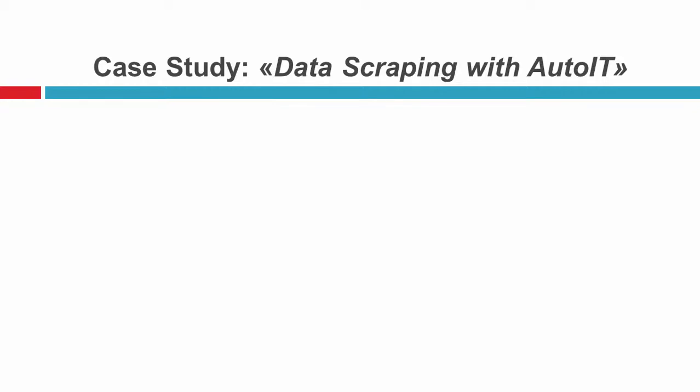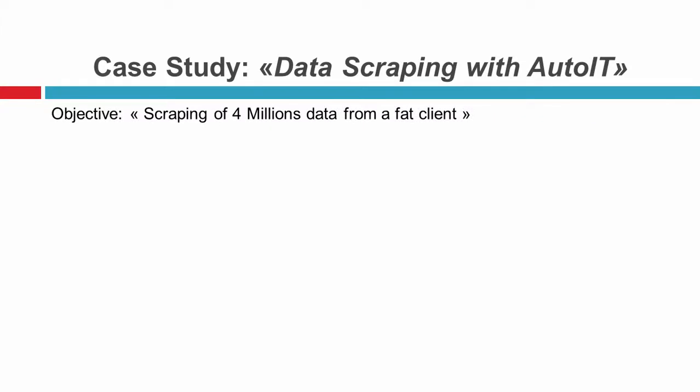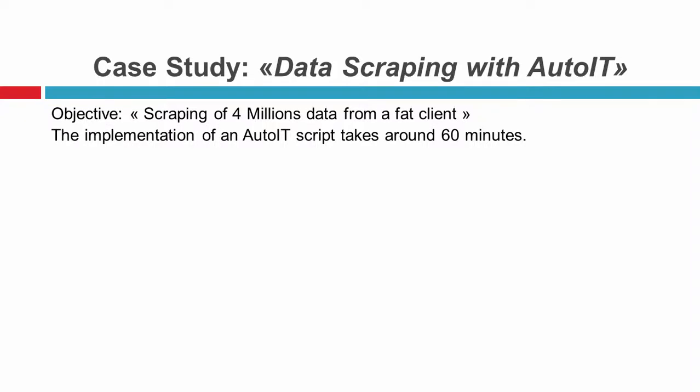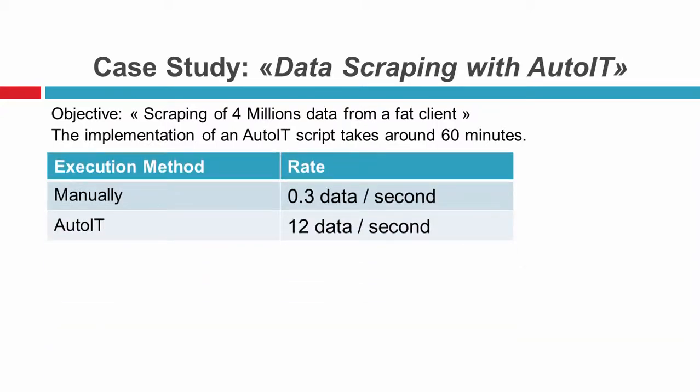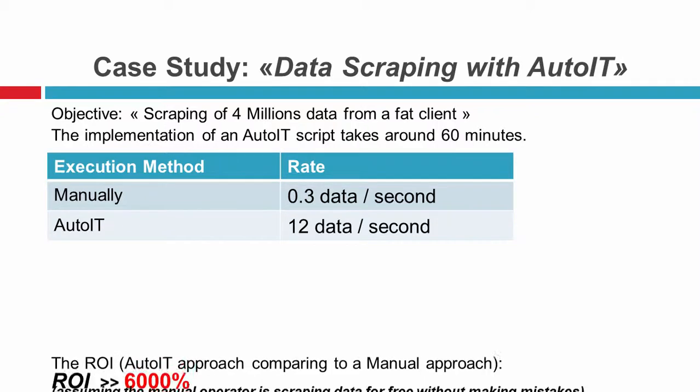Let's take this case study of data scraping with AutoIT. The objective is the scraping of 4 million data from a fat client. Assuming that the implementation of an AutoIT script takes around 60 minutes, the execution, if done manually, will have a rate of 0.3 data per second, whereas AutoIT will gather 12 data per second. So now let's evaluate the ROI.